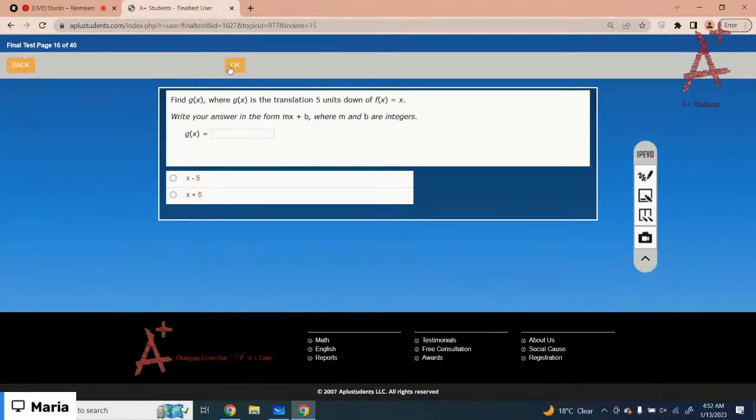Okay, find g of x, where g of x is the translation 5 units down. So which is the correct option? 5 units down, right? So it would be subtracted. f of x minus k is the translation for 5 units down. Got it?